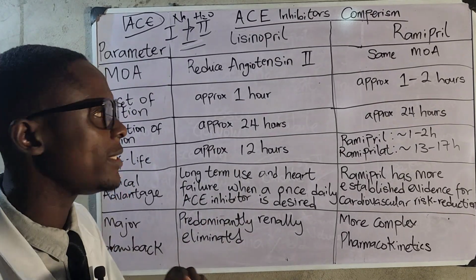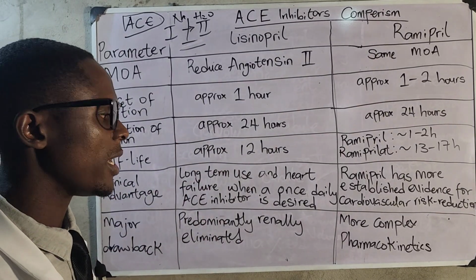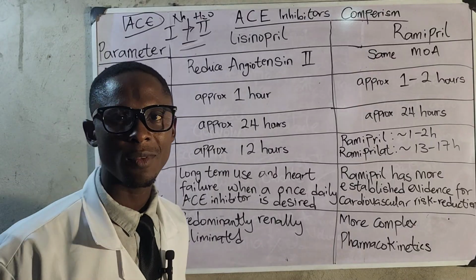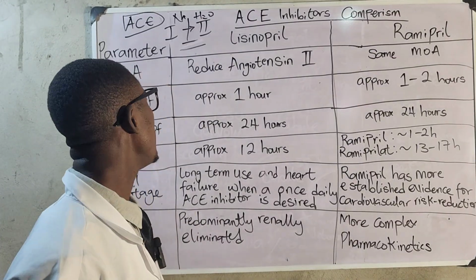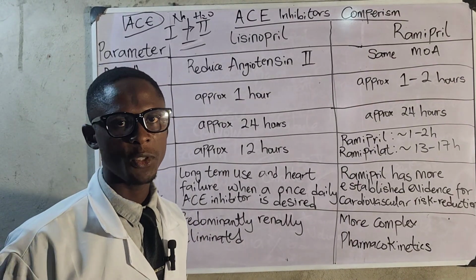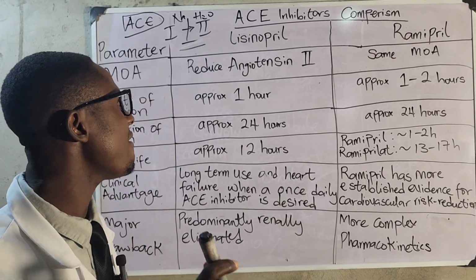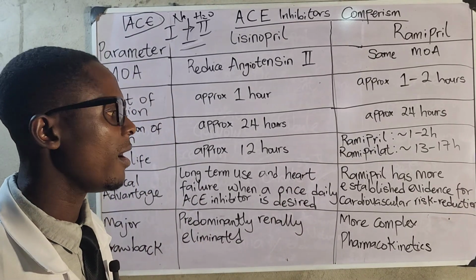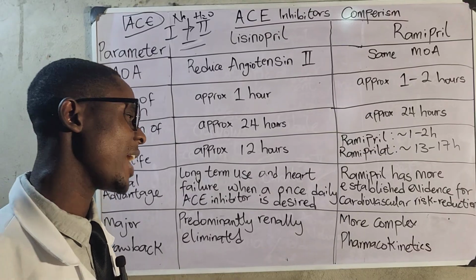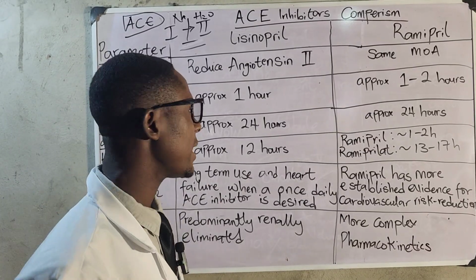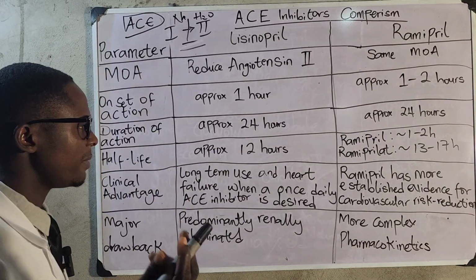One thing I want you to know is that ACE inhibitors increase what we call bradykinin, and bradykinin is a vasodilator, so it helps to reduce the blood pressure that way. But they have a general adverse effect, which is dry cough, because of that bradykinin.